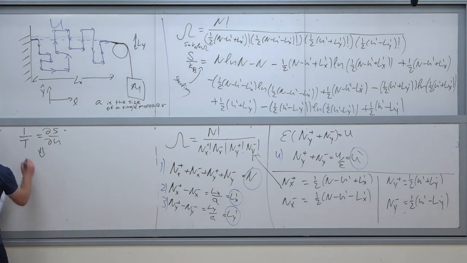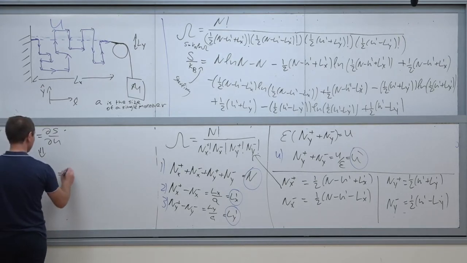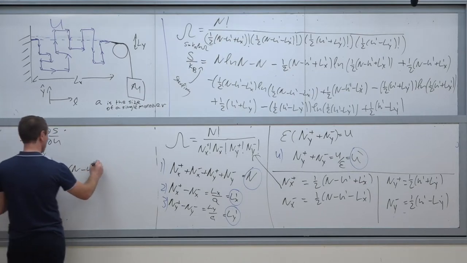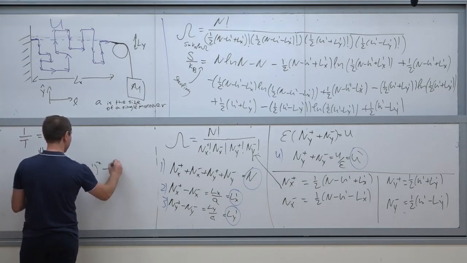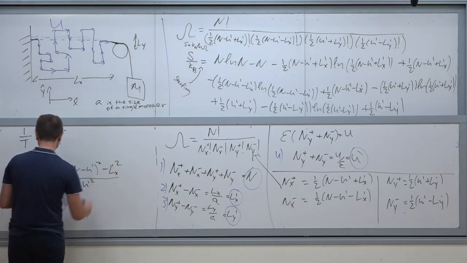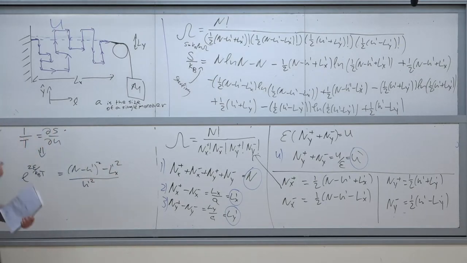So we have e to the power of 2 epsilon divided by k Boltzmann T equals N minus U prime squared minus Lx prime squared, divided by U prime squared. Okay, this is equation number one.